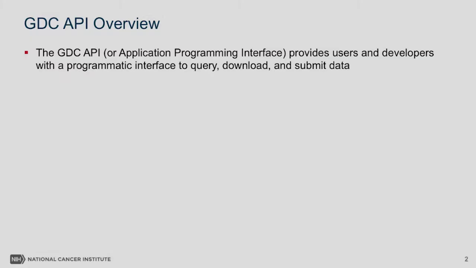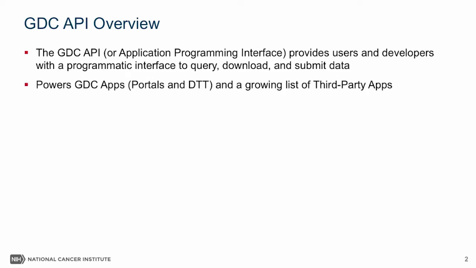The GDC API, or Application Programming Interface, provides users and developers with a programmatic interface to query, download, and submit data to the GDC. It is a fundamental layer in the architecture of the GDC and powers the user-facing apps such as the GDC portal, which allows users to explore, search, and download data, and the data transfer tool, which allows users to submit and download data. The API is also made publicly available so that developers can build their own applications that interface with the GDC. Developers have already started contributing to a growing list of these third-party apps.